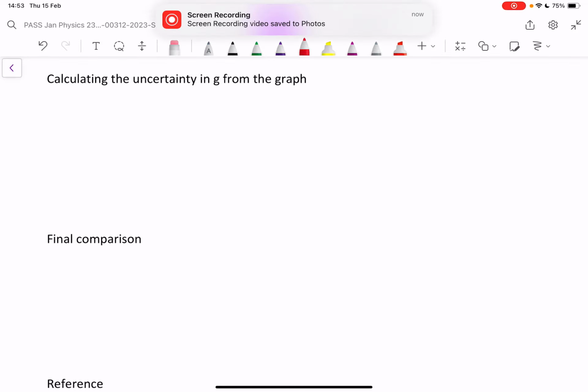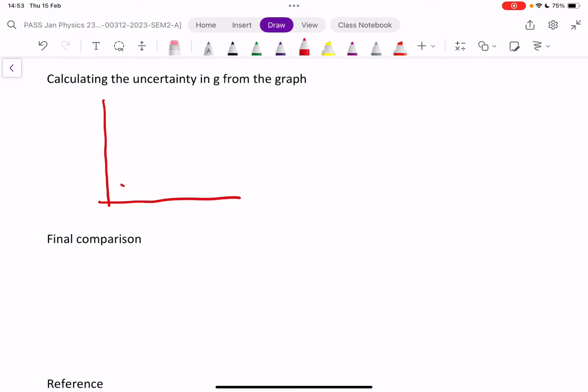So we've got our value for g, but we need to know what the uncertainty in that value is. Okay, so my plotted points looked like this. I had a line of best fit. If you've got large error bars, that can make this process a little bit easier, but you probably won't have that. So what you've got to do is draw another line of best fit.